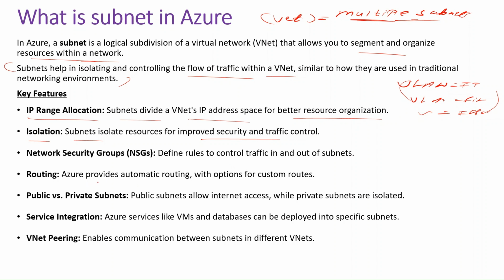And you can use the routing option to route a specific subnet to talk to a particular VNet and subnet. And you can control public and private IP address communications, and you can easily integrate with other services like databases. And also you can do VNet peering between two VNets, to establish communication between two different regions. For example, now I have created a VNet in the East US region, and I want to connect to a West US region resource. Means using a service called VNet peering, I am able to establish the connection.